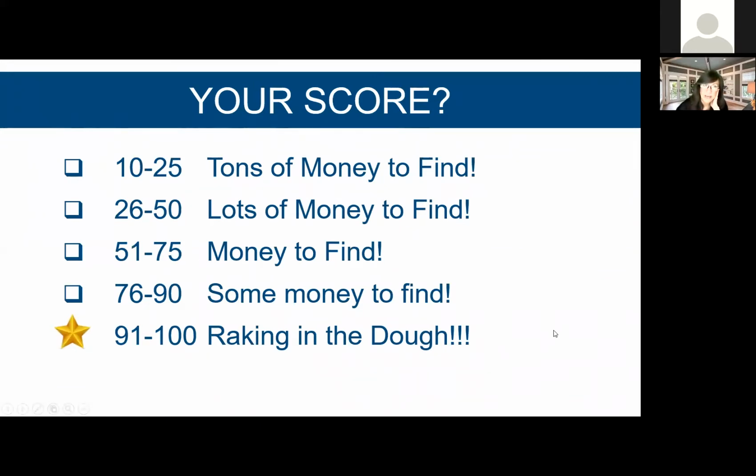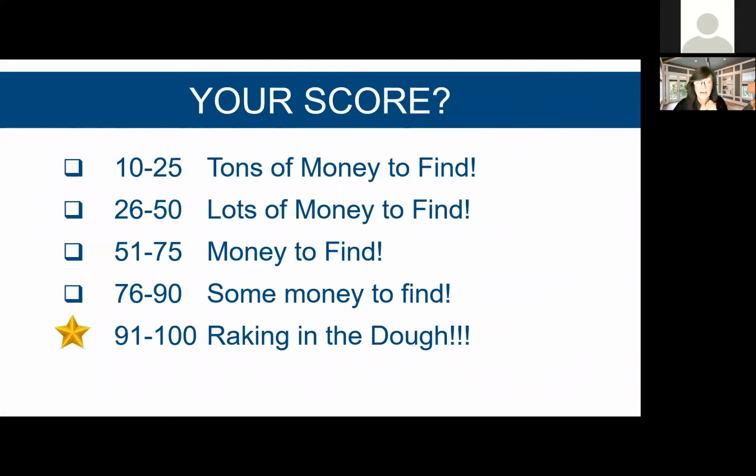I created this scoring for you. If you're 10 to 25, I can promise you, you should be able to increase your profits or your utilization at least 5% or more. And if you've done the numbers, you know what that number is. 26 to 50, there's still a lot of money at stake here. You're probably losing quite a bit of money.